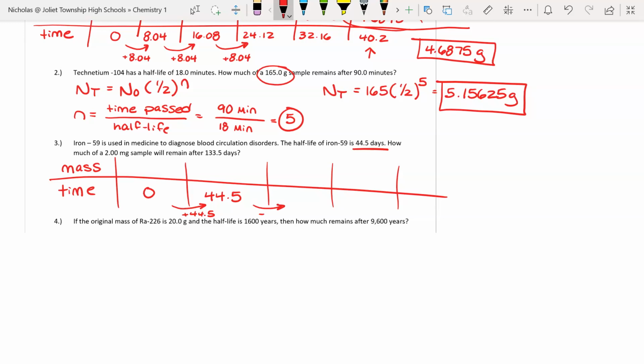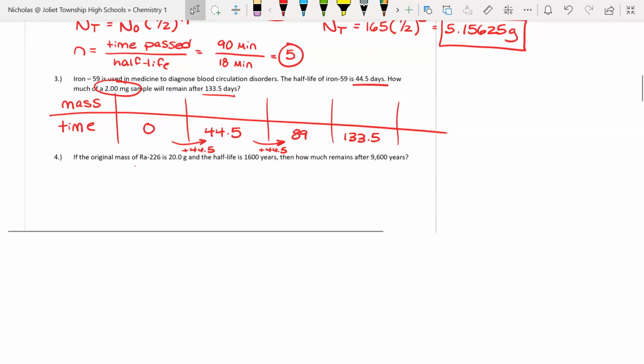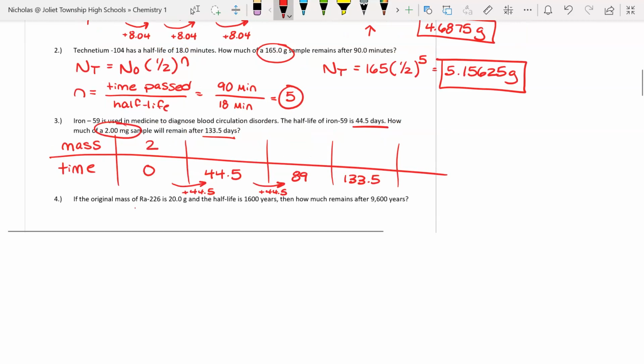And then I'm going to do it again, plus 44.5. This is going to be 89. And then if I do it a third time, this is going to be 133.5. Okay, and that's actually where it tells me to stop, so I'm good. I'm going to put my starting mass in here, which is 2 milligrams. Half of 2 is 1. Half of 1 is 0.5, and then 0.25.